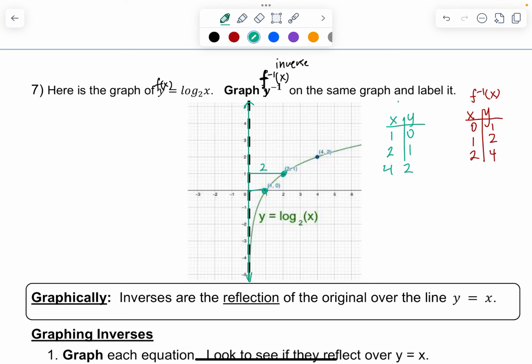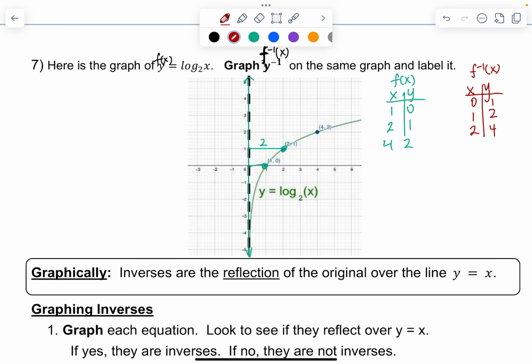And so this is the original function. And so now I'm going to graph the inverse function in red. So we have the point 0, 1. It's a y-intercept. And then we have the point 1, 2. And then we have the point 2, 4. And so this function is growing, doubling as we go to the right, and then it would be getting cut in half as we go to the left.